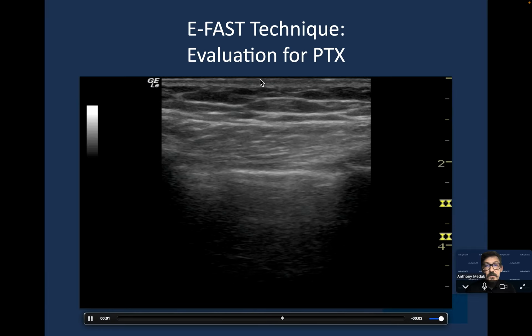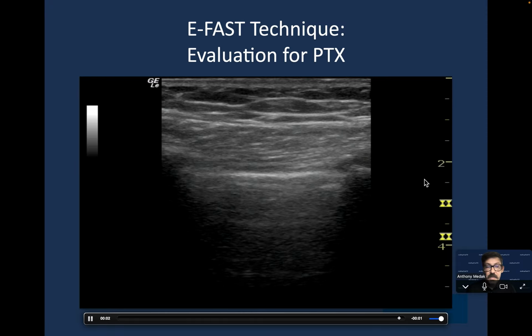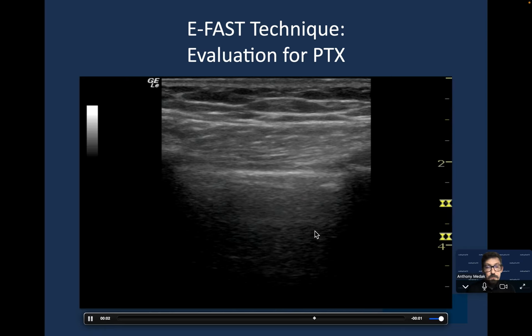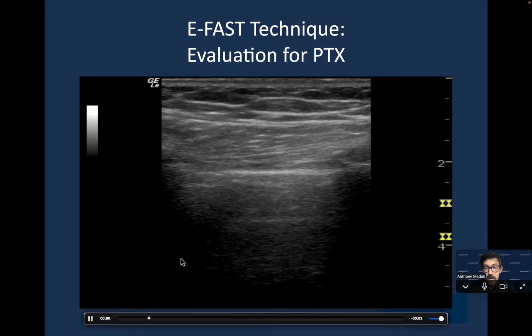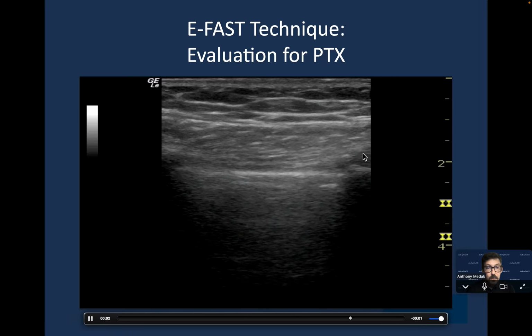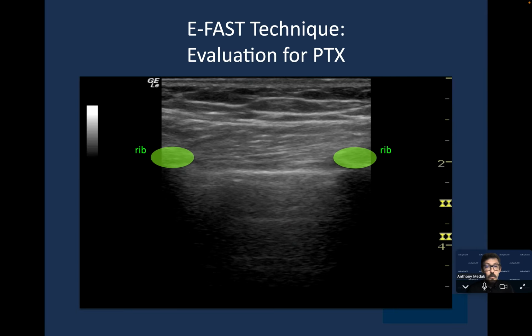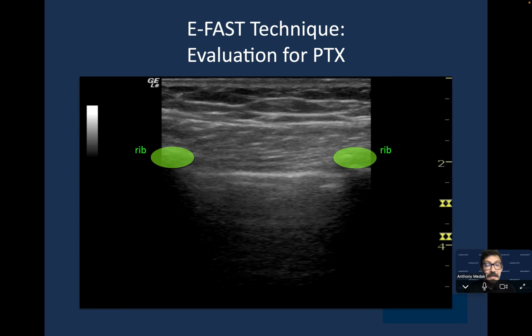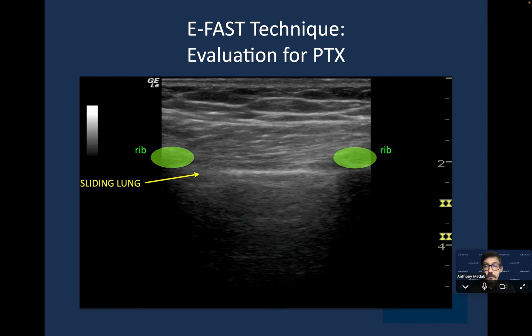So here we have a linear transducer. This is anterior, this is posterior. This probe dot is towards the patient's head. This is towards the patient's feet. So the first thing you want to do is find the ribs. In this case, you can see there's a bit of bright white with a shadow and another bit of bright white with blackness and a shadow. So those are the 2 ribs. And then the horizontal white line that connects them is the pleura. So that would be this right here. So that is our pleural line.